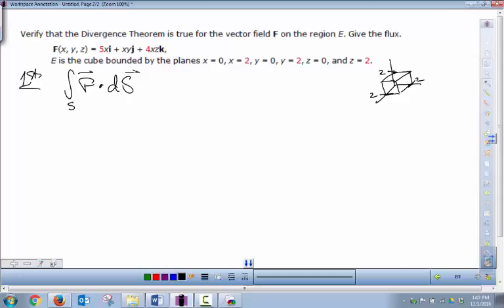So let me rewrite our vector field without the i's, j's, and k's. If you're used to using the i's, j's, and k's, you can feel free to do that, and they do that in physics. But I changed my notation a little bit.